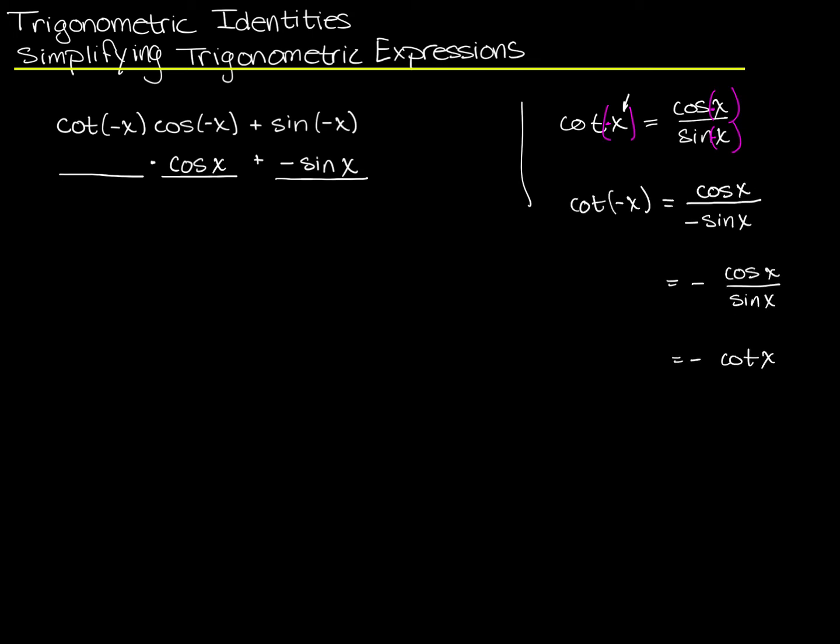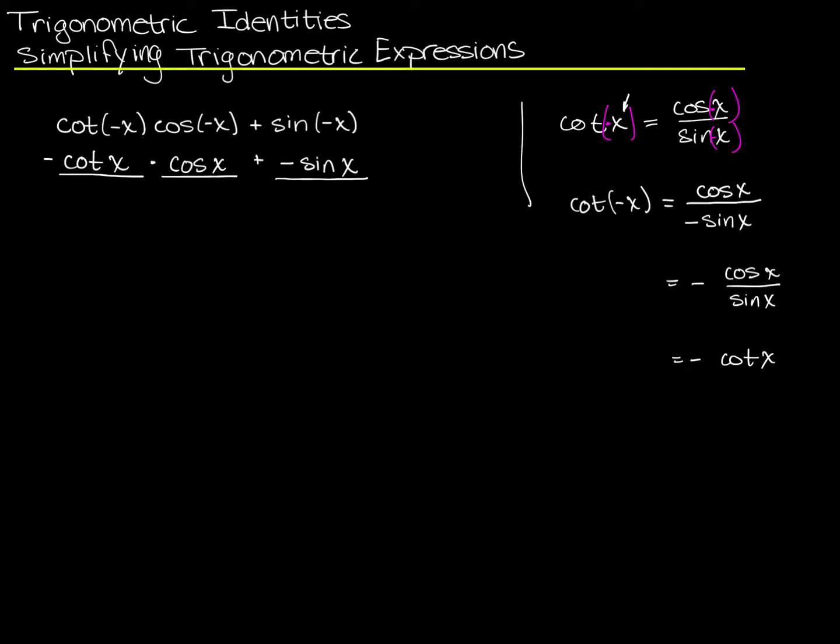So I end up with negative the cosine of x over the sine of x, or negative cotangent of x. I started with cotangent of negative x. Actually, I'll use this line here. Cotangent of negative x is equal to negative the cotangent of x. So I can replace the cotangent of negative x with negative the cotangent of x. Now that was the first step. It involved 3 different even-odd identities, but that was just the first step.